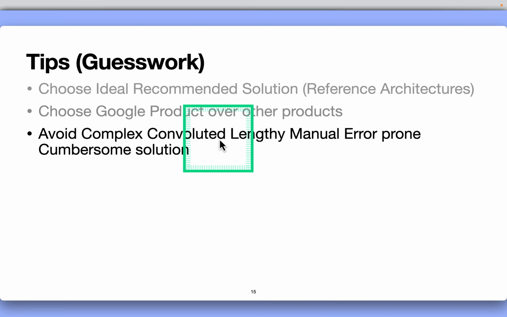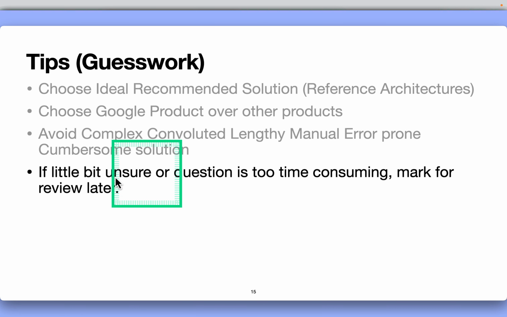Avoid complex, convoluted, lengthy, manual, error-prone, cumbersome solutions. So in case some solution looks like running some scripts or running virtual machines, trying to connect too many services together, anything manual, just avoid those. This is again guesswork. If you are a little bit unsure or the question is too time consuming, as I mentioned, mark for review for later. So we have come to the last part, which is the guesswork.